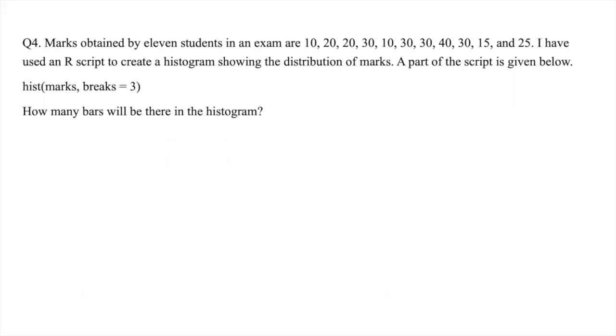So here it says the marks obtained by 11 students in an exam. These are the 11 students, their respective marks. And if I use the R script to create a histogram to show the distribution, I'll write hist. And marks is, let's say, a vector where I've saved them. So marks is equal to c, all these values, and I write breaks is equal to 3. How many bars are going to be there? Give it a moment, think, and then I'll see who gave the answer.